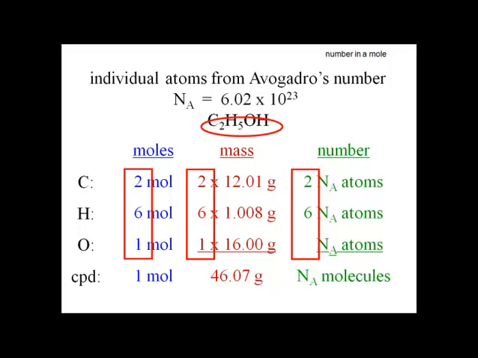The atoms add up to Avogadro's number of molecules of the compound. It is also Avogadro's number of formula units, but since this is a covalent compound, we can use the term molecule.